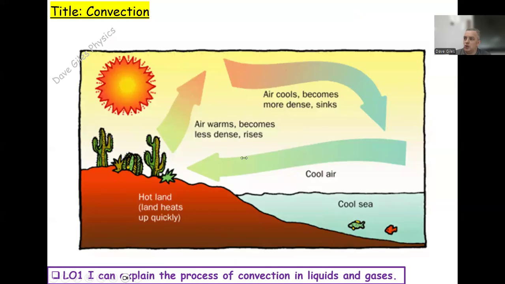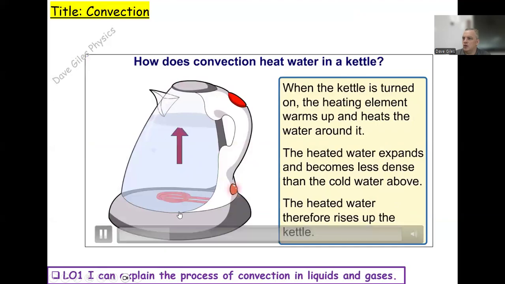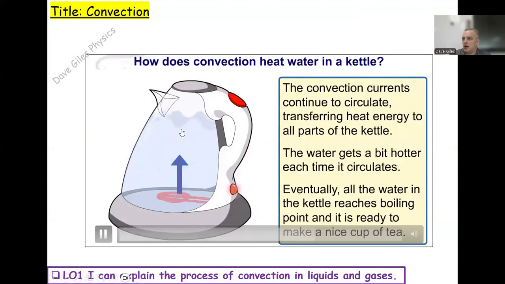Convection is also used in breezes, so that's why by the ocean you get a convection current, so it can be quite windy there and quite cool. So in a kettle, similar to what we've looked at previously, let's see what's happening here. Particles gain energy, expand, and then fall back down. This is called a convection current.